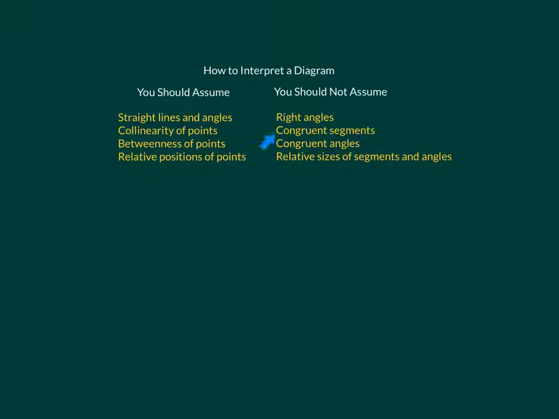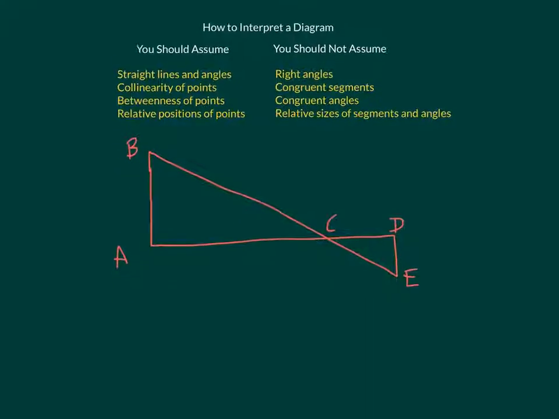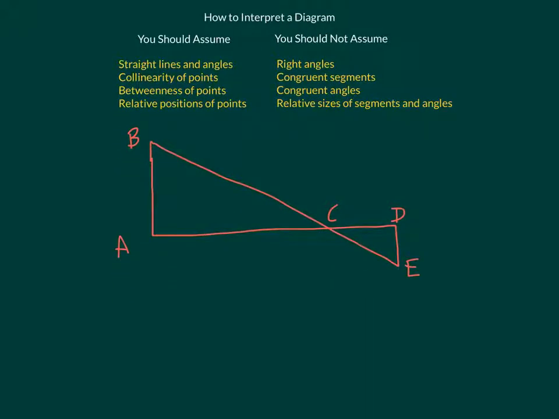For those same reasons, you can't assume that segments or angles are congruent. And you also can't assume relative sizes. So if one shape looks to be double another, you can't necessarily assume that either. All right, so we've got all these things that we can and can't assume, and let's just review them. So copy this in your notes.